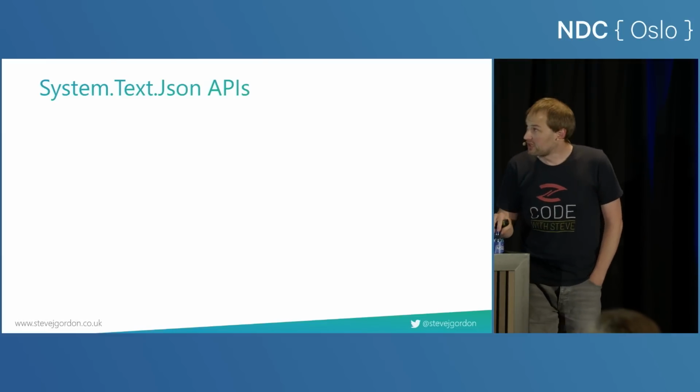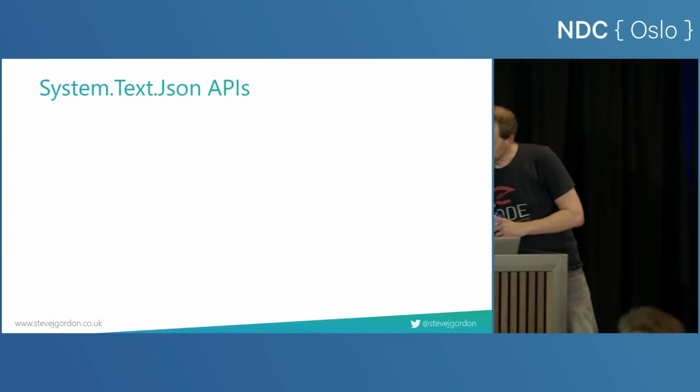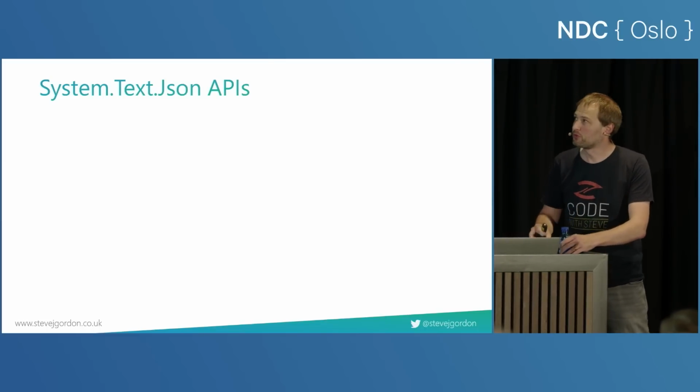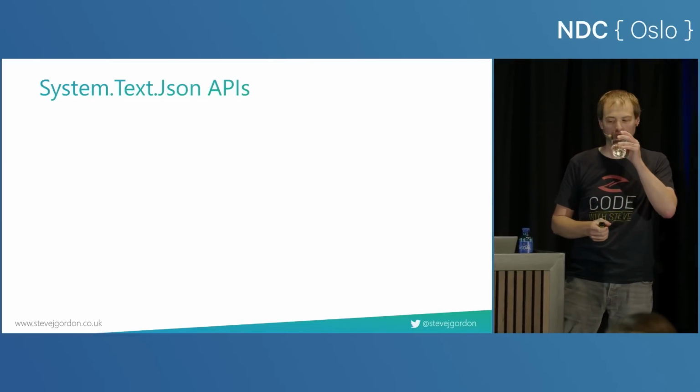So the final API is System.Text.Json. How are we doing on time? Good, we're doing well. So we'll quickly talk about System.Text.Json.